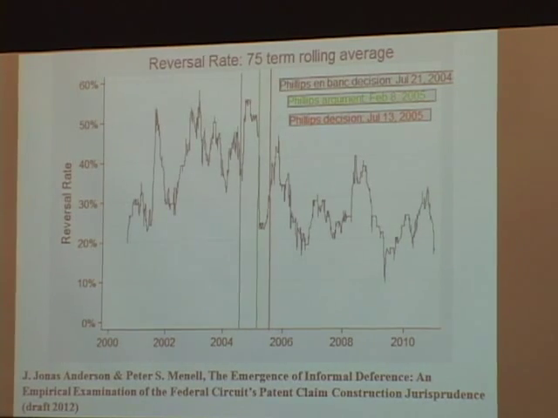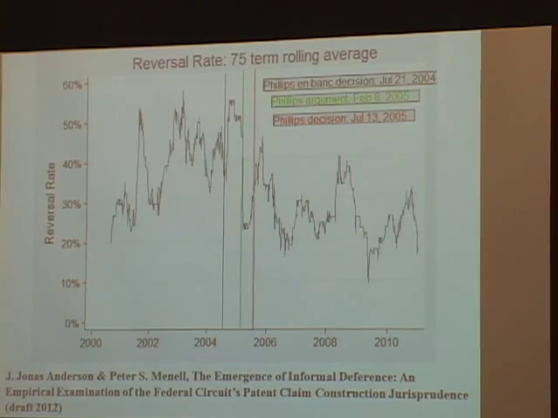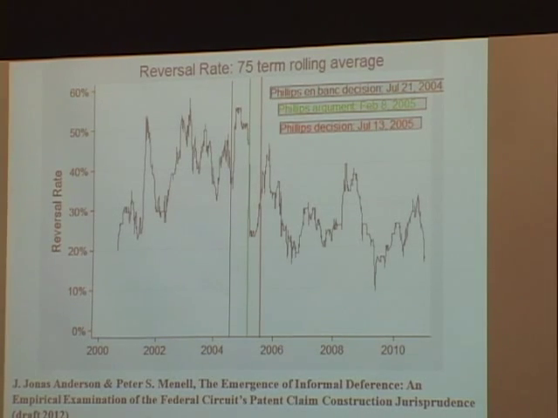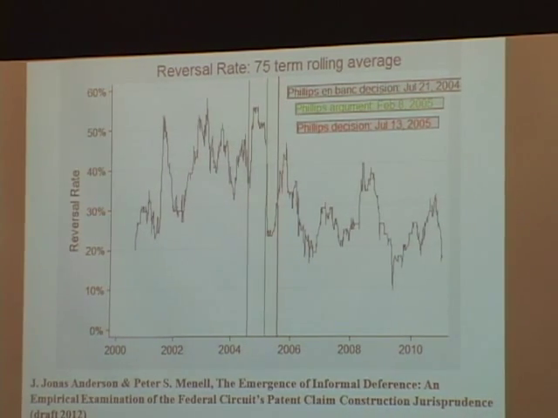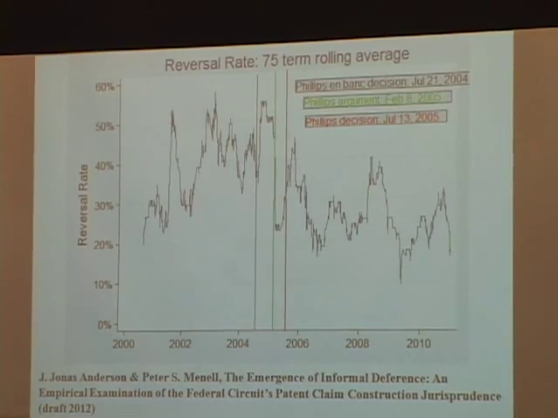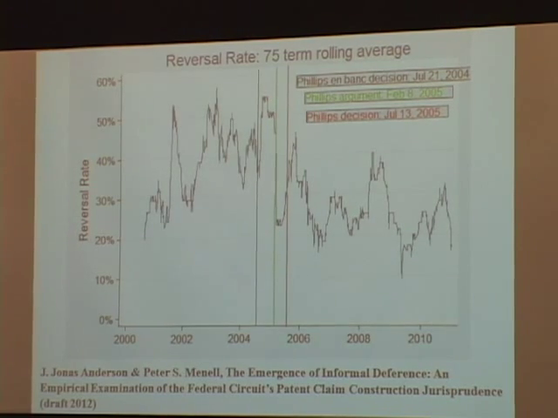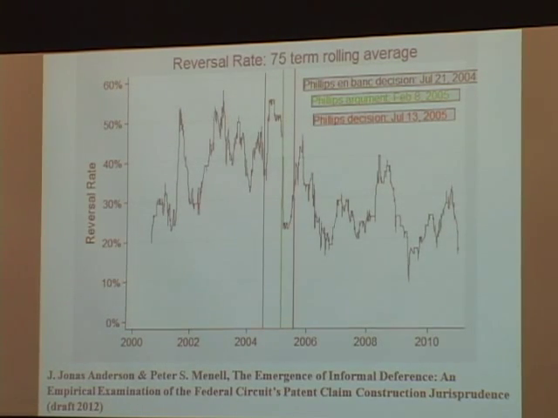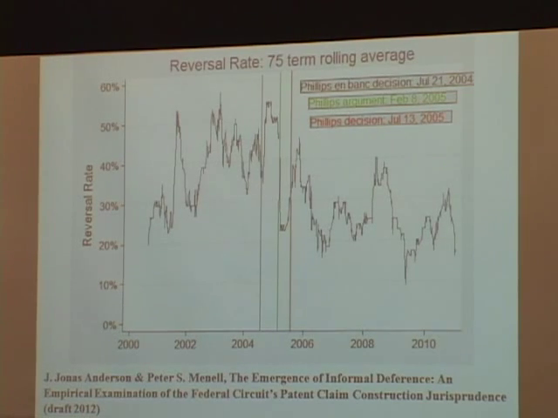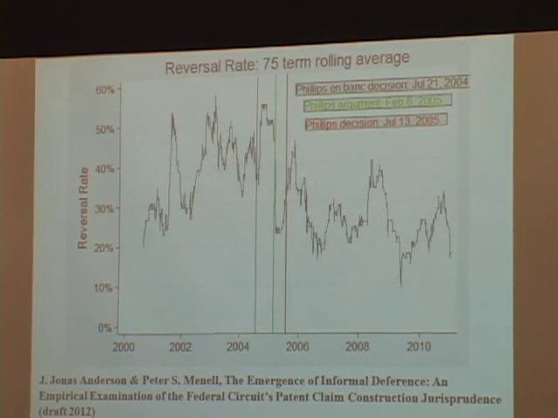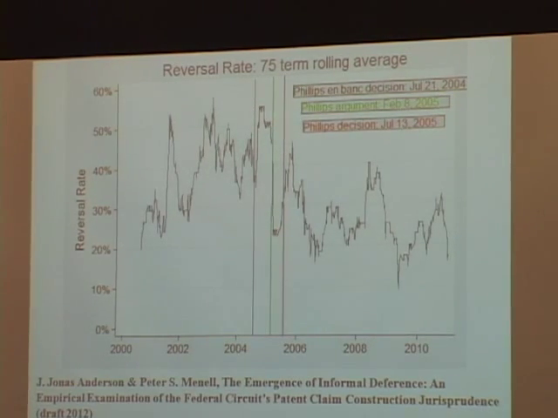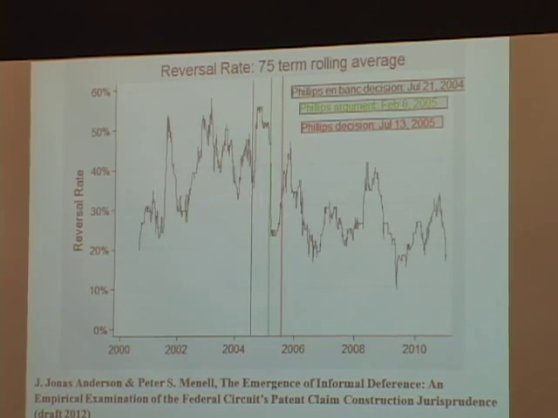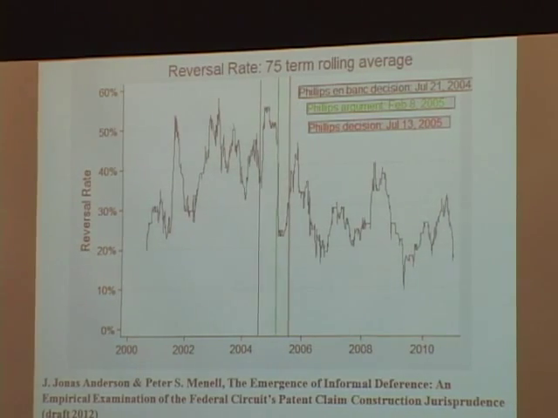This is data that Jonas Anderson and Peter Menell have put together on claim construction reversal rates, a rolling average of the last 75 cases. And of course, there's a lot of spiking and variation because cases differ from time to time. But if you work out the numbers, what you find is that between 2002 and 2005, when the Phillips case was decided, the reversal rate was hovering somewhere around 40% in claim construction cases. Sometime around Phillips, and we can talk about exactly when and therefore exactly why, that reversal rate started to go down. And in the last several years, the data is through 2011, it's been more on the order of 25% reversal rate, which a district court judge might argue is still a lot, but is certainly a lot less than it was.